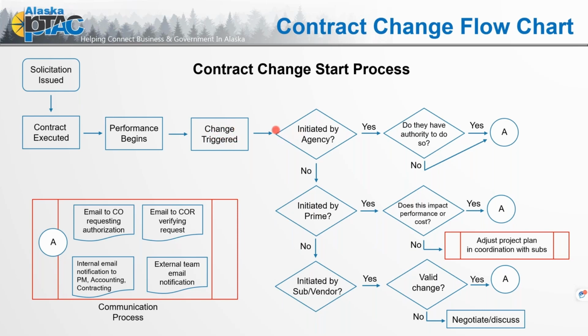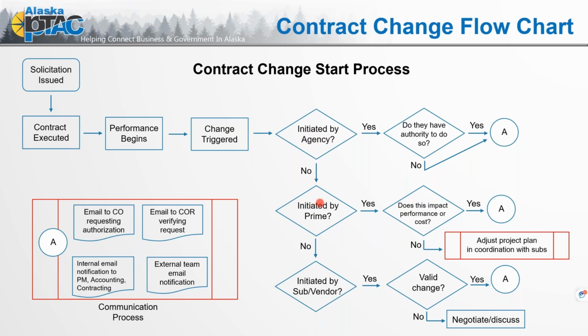So here's our thinking process. Was that change initiated by the agency? Well, yes, it was. And by agency, was it driven by the contracting officer? Was it by the contracting officer's representative? Or was it another agency employee that is commenting on the process? So initiated by agency, yes. And here's our question: does that individual have the authority to do so? Well, if yes, then we're going to go over to A in this process, and we'll come back to that for a second. What if it's not initiated by the agency?